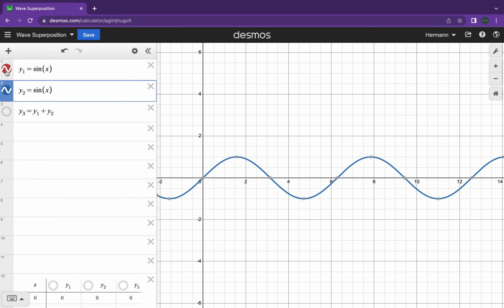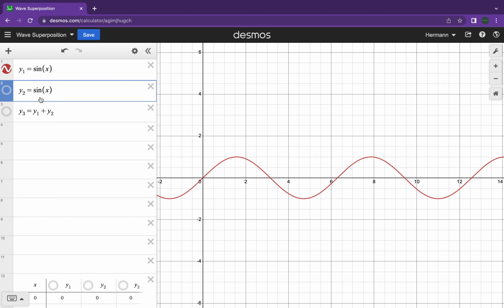To get a little bit into this concept of wave superposition. What happens when we combine waves together? How does that combination of waves behave compared to the waves that made it up? So let's start off with two sine waves.